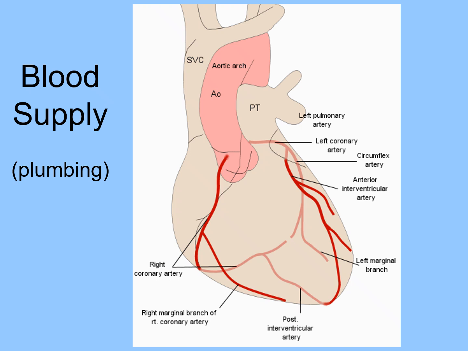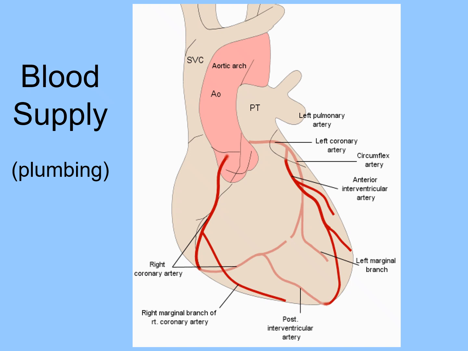Draining the anterior right ventricle are a specialized set of veins known as the anterior cardiac veins. The anterior cardiac veins specifically drain the anterior right ventricle into the right atrium. And this is directly into the right atrium.